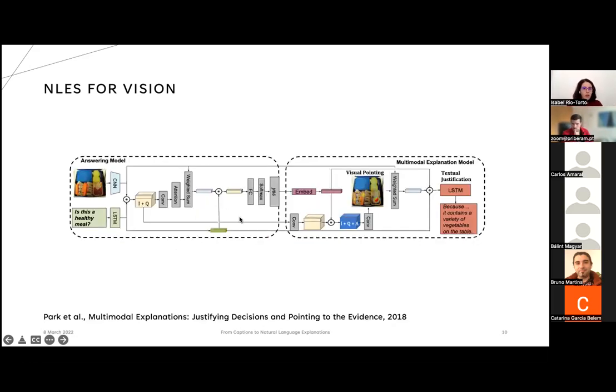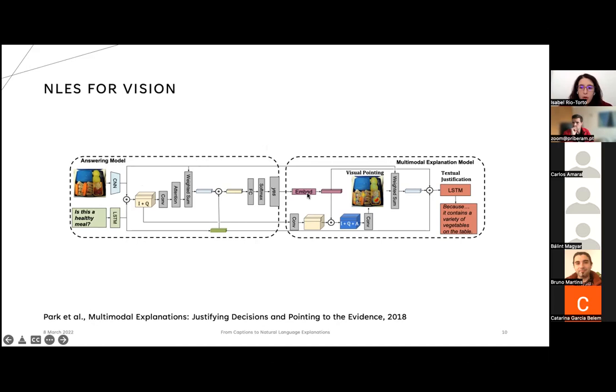And so, also in 2018, one of the models that was proposed is this one, Multimodal Explanations: Justifying Decisions and Pointing to the Evidence. This is an explanation model for visual question answering. And you are also going to see that many works in this area are for VQA tasks. Here the authors couple a multimodal explanation model to the, let's say, traditional answering model. So they not only obtain a textual justification, but also a visual pointing, kind of a saliency map of where the model is looking.